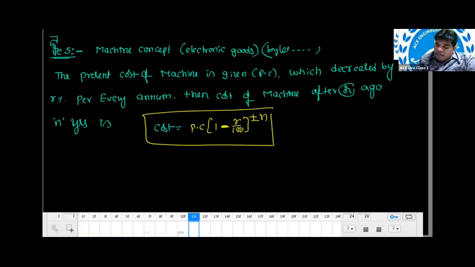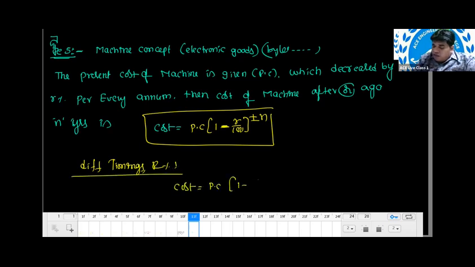So then if different timings and different rate percentages are given, the answer: cost is equal to PC into (1 minus R1 by 100) whole power T1 into (1 minus R2 by 100) whole power T2, like etc. So this type of questions we had.